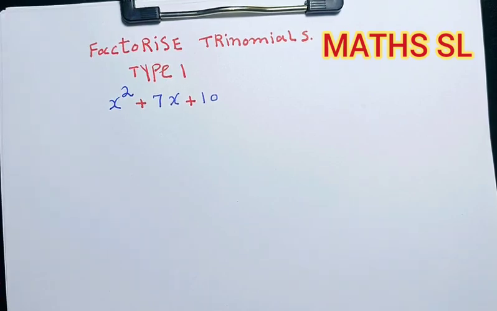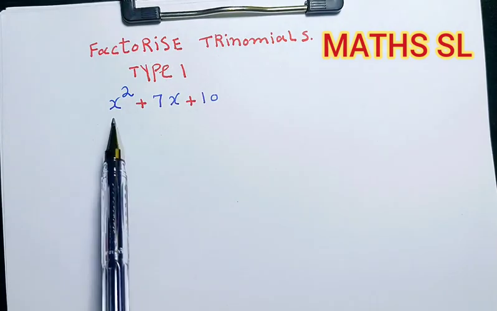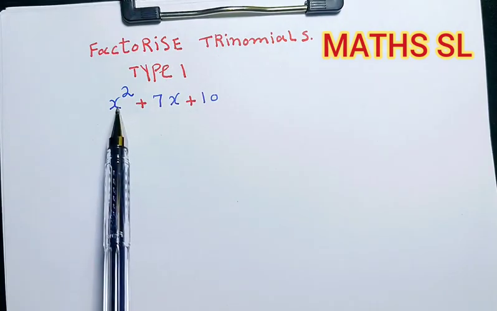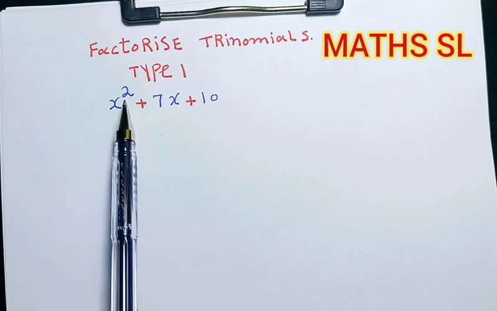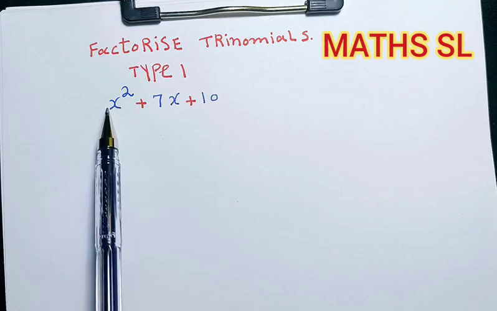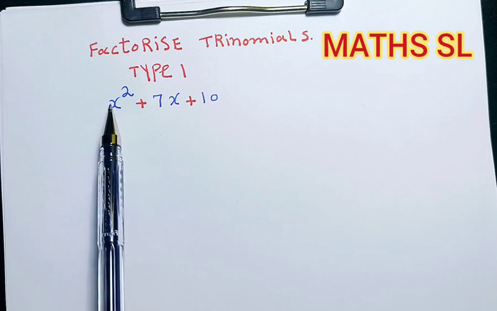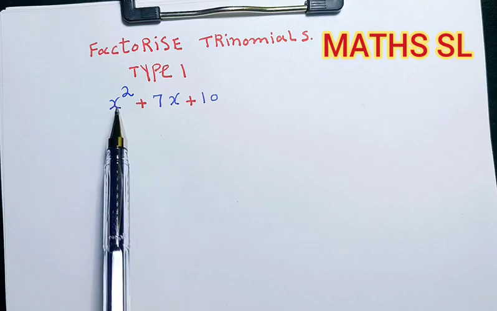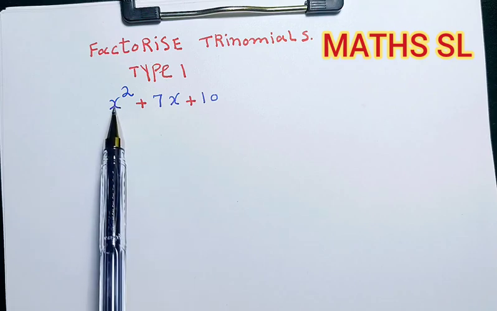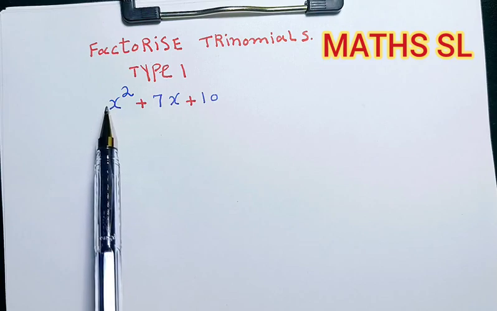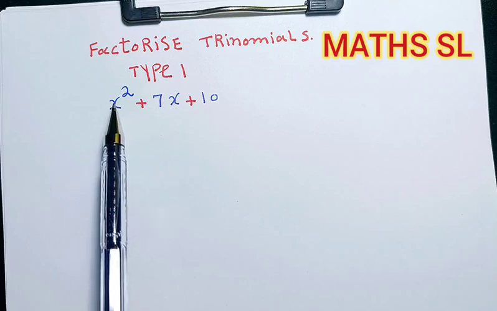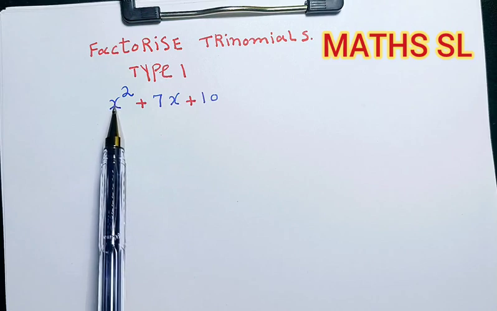And in grade 9, the leading coefficient must be equal to 1. So the x square, the leading coefficient is equal to 1. So that is our curriculum. But in grade 10, you're going to find the leading coefficient will be more than 1, 2, 3, 4, etc. But in grade 9, the leading coefficient must be equal to 1.